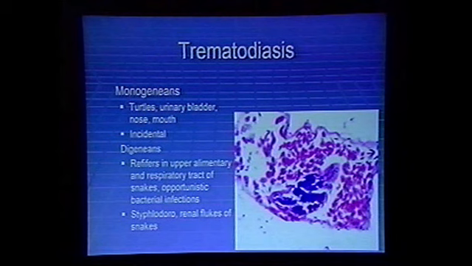Trematodiosis is seen frequently in reptiles. Monogeneans are common in turtles in the urinary bladder, nose, and mouth, and are generally considered incidental. Digeneans are common in the upper alimentary and respiratory tract of snakes and are associated occasionally with opportunistic bacterial infections. Styphlodora, a digenean renal fluke in snakes, can be associated with significant renal tubular damage.